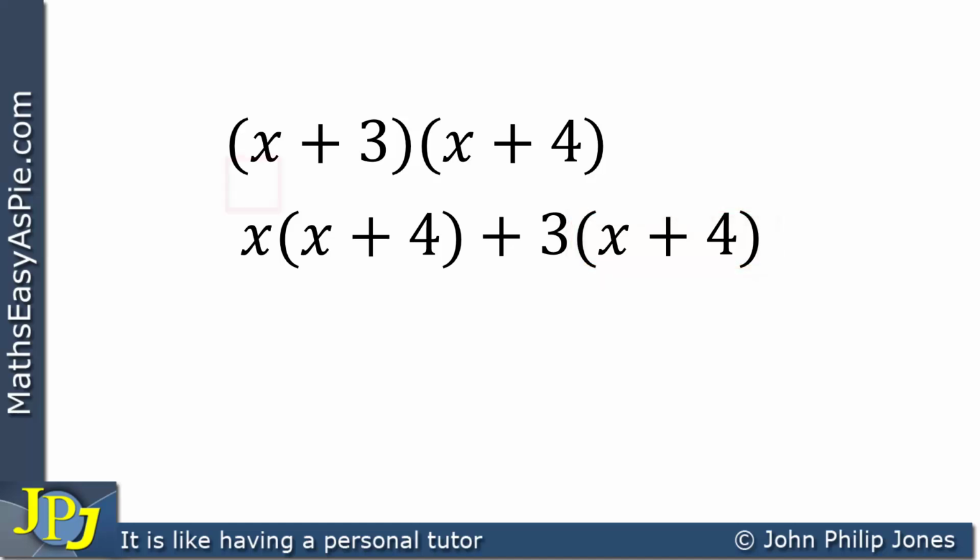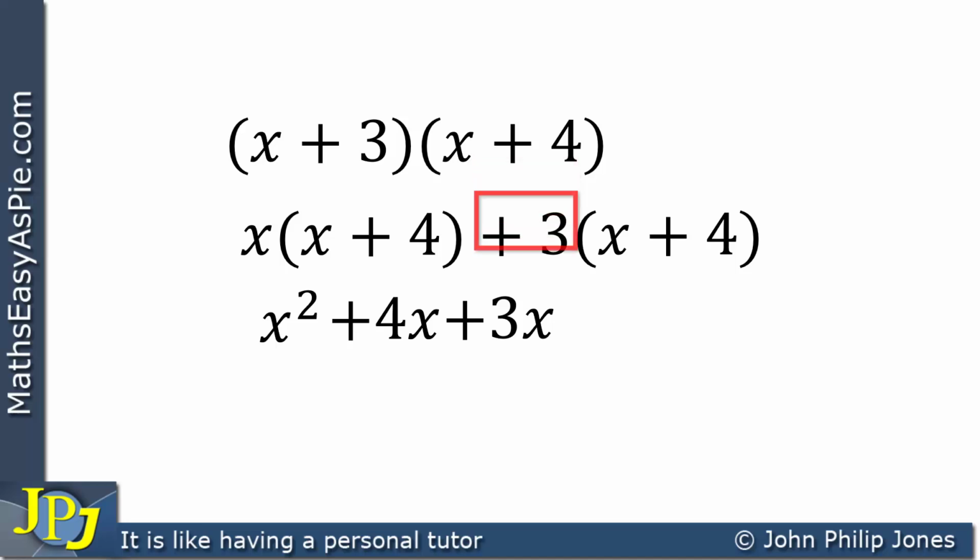We then turn our attention to this x, and we get it to multiply this x here to give us x squared. We then take this x to multiply the plus 4, and that will give us plus 4x. We then turn our attention to the plus 3, and it is used to multiply the x, which will give us plus 3x. Then the plus 3 will multiply the plus 4, and this will give us plus 12.